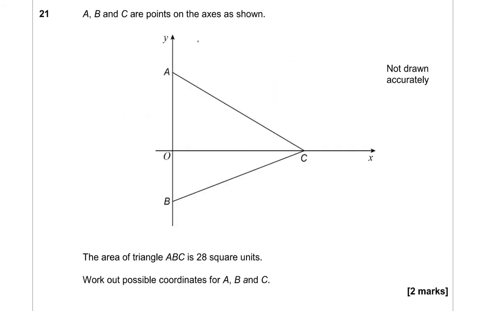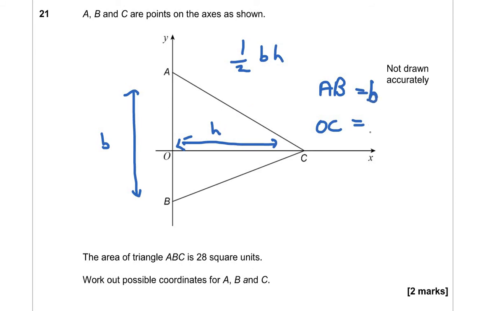Okay, A, B, and C are points on the axes as shown. The area of triangle ABC is 28 square units. Work out possible coordinates for A, B, and C. So note this isn't saying work out all the coordinates, we just need one example. Right, area of a triangle is half base times height. So this here is the base, and this is the height. AB is the base and O to C is the height.